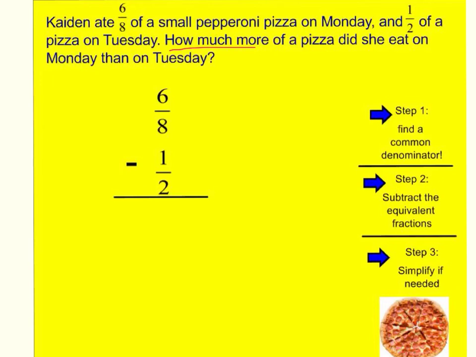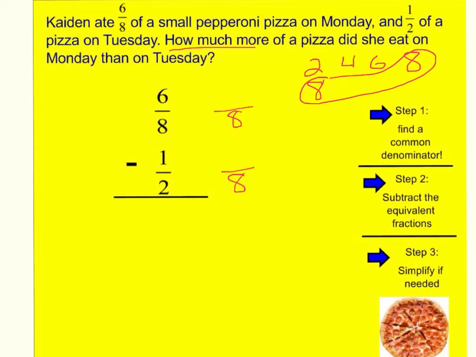So 6/8 minus 1/2. I have to find my common multiple. So I can start listing the multiples of 2. 2, 4, 6, 8. I know I can stop there because my first multiple of 8 is going to be 8. So 8 will be my match. So 8 is my new common denominator.